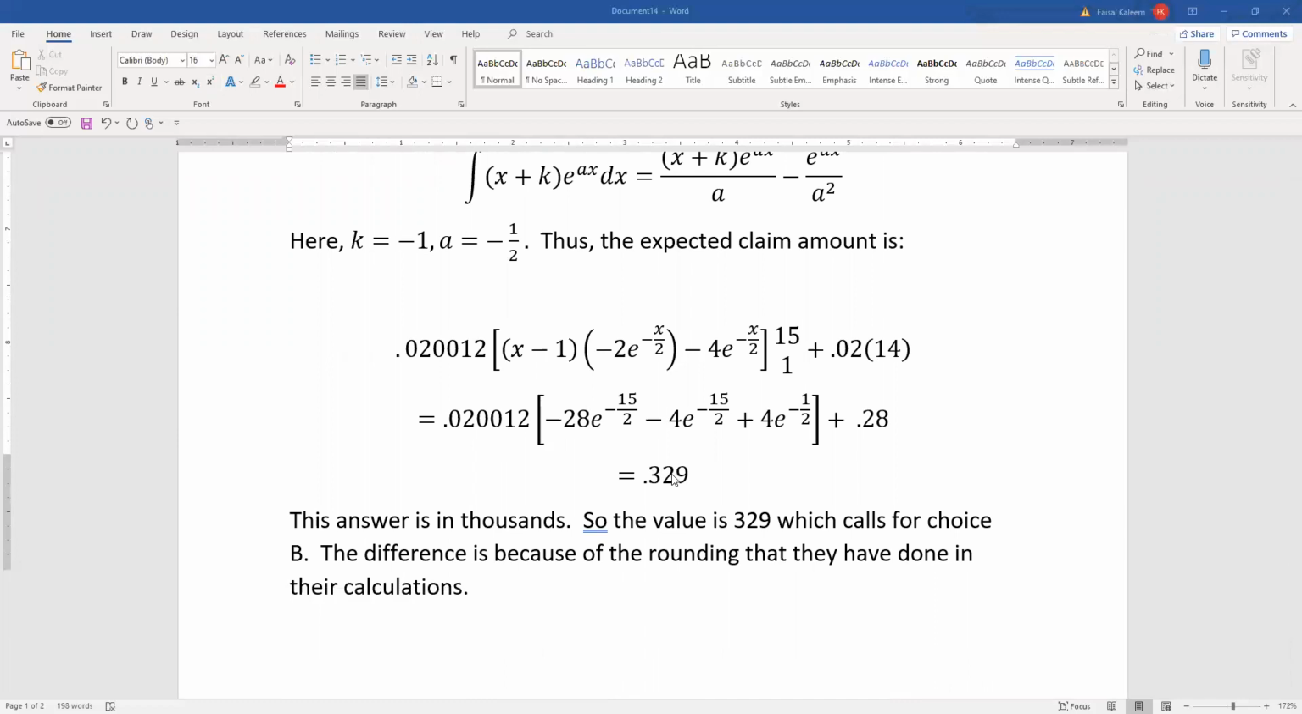So we haven't done anything wrong. They're the ones who rounded, and that's why we're a little bit off. But these answers will always be of a nature that even if there is rounding, you should be able to spot the correct choice.